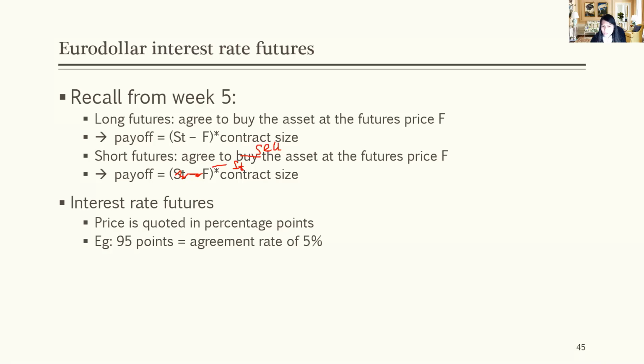For interest rate futures, the price is quoted in percentage points, so from 0 to 100. For example, if the futures price is 95 points, that will be equivalent to an agreement rate of 5%, okay? So if I say I buy the futures at 95 points, then basically I'm just buying the interest rate instrument at 5%, okay?